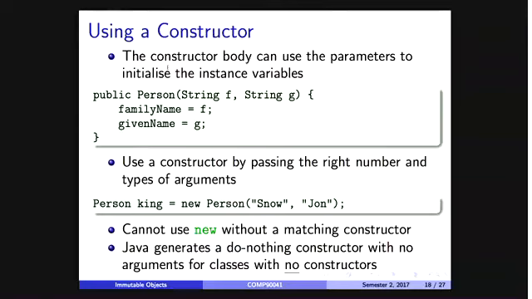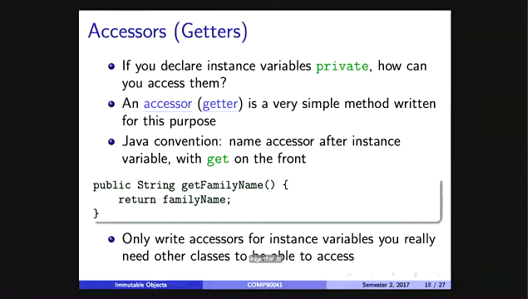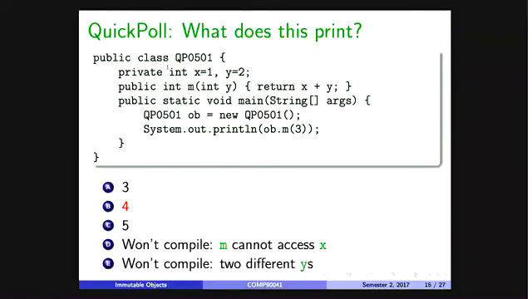And there's one little special thing that the Java compiler does for you: if you don't write any constructors at all for a class, Java will automatically create for you a constructor that takes no arguments and does nothing at all. And that's why that works. Notice no constructors. And here I still say new QP0501. That works because Java has automatically created a constructor for us that takes no arguments.